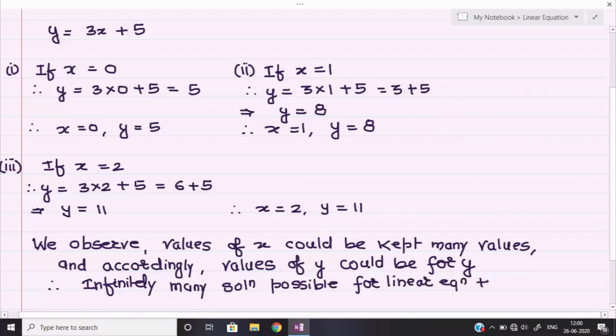Okay, so now I hope it is clear to you how we can find the different solutions for a linear equation in two variables. Okay, so let us start the next question.